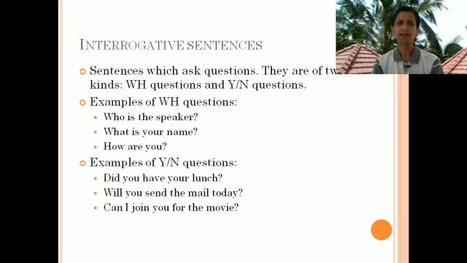For example, for the question, did you have your lunch? I can only say yes or no. I cannot say, did you have your lunch? And I cannot answer Jayaprakash. For what is your name? I can say, my name is Jayaprakash.